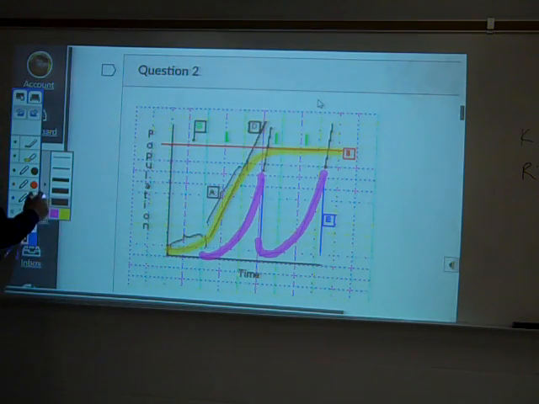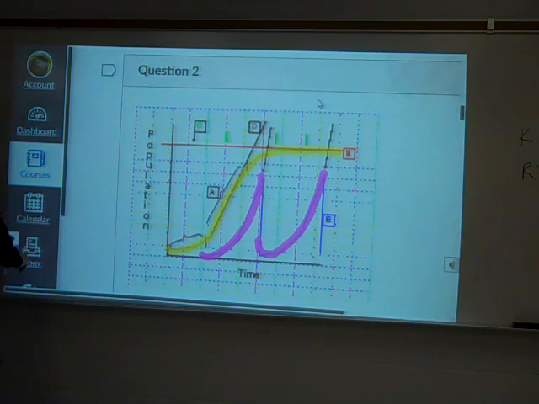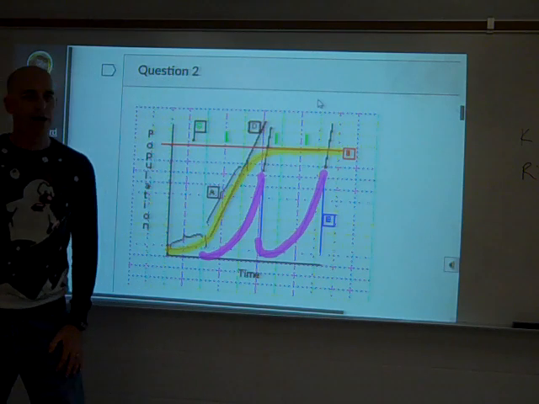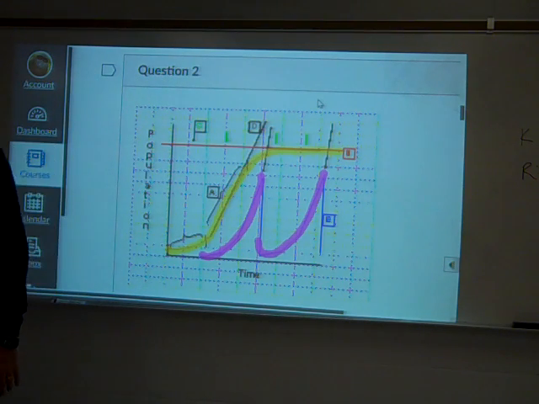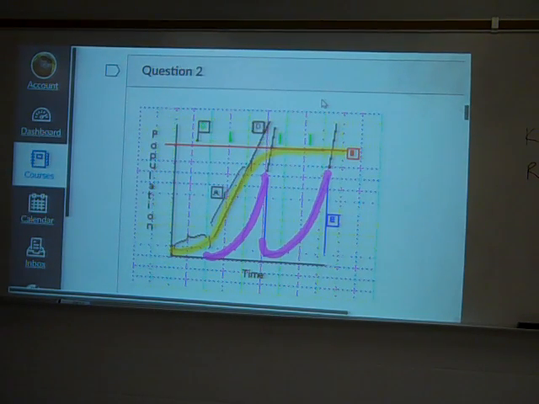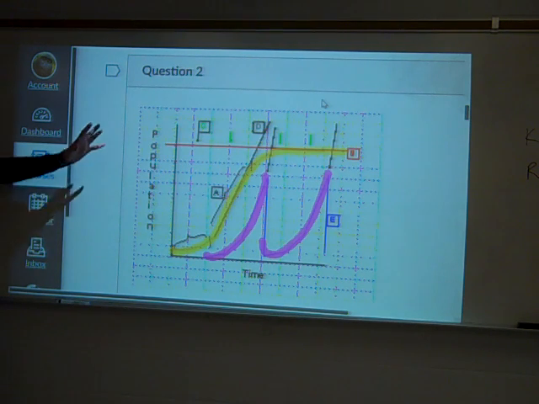Which one of these, A, B, C, D, or E, is the biotic potential? Biotic potential, that's what most people missed on there. If you think it's E, hold up two cards like that, okay? That's your E. Otherwise, just hold up one card, whatever the letter is for that. So which one of these on this graph is biotic potential?